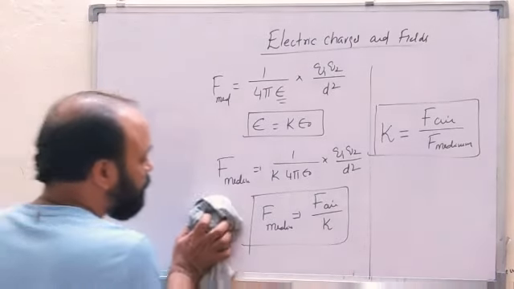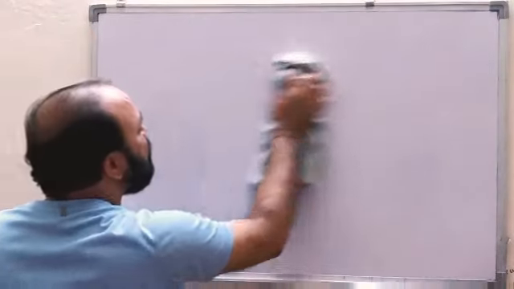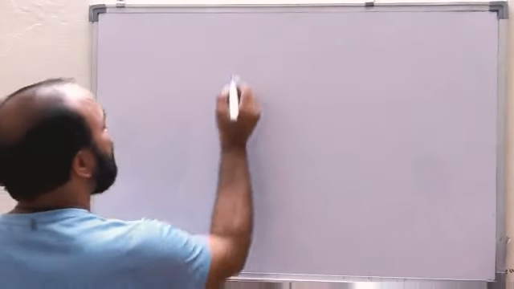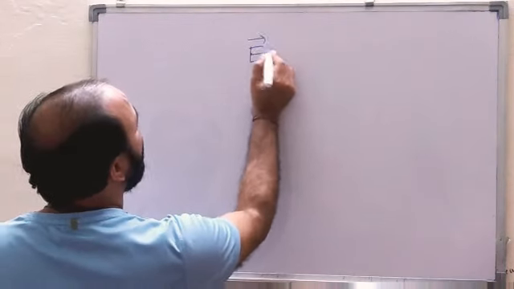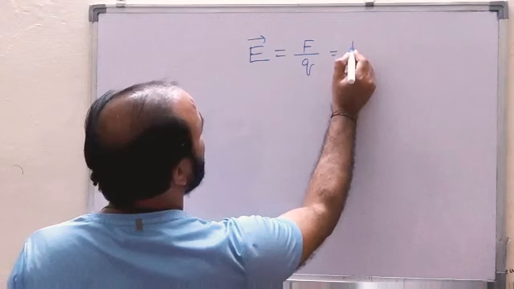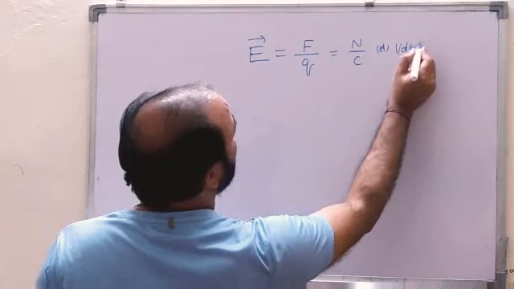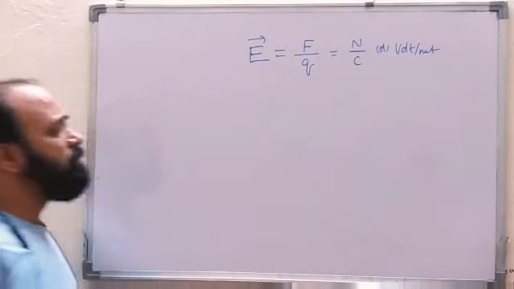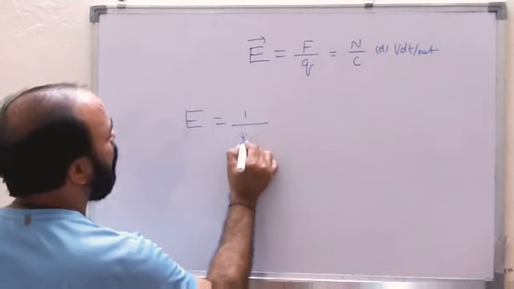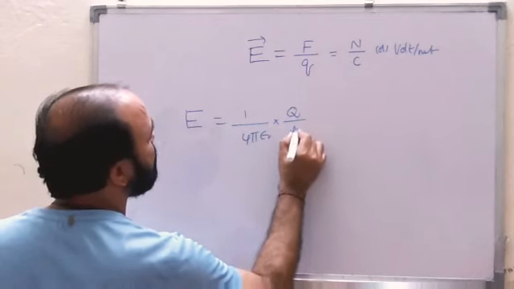Now, electric field. Electric field is nothing but the force experienced by a unit positive charge. So we can write E bar is equal to the force experienced by a unit positive charge. The units are Newton by Coulomb, or volt by meter. So see here, the electric field due to a point charge, we can write E is equal to 1 by 4 pi epsilon naught, charge q by distance d square.